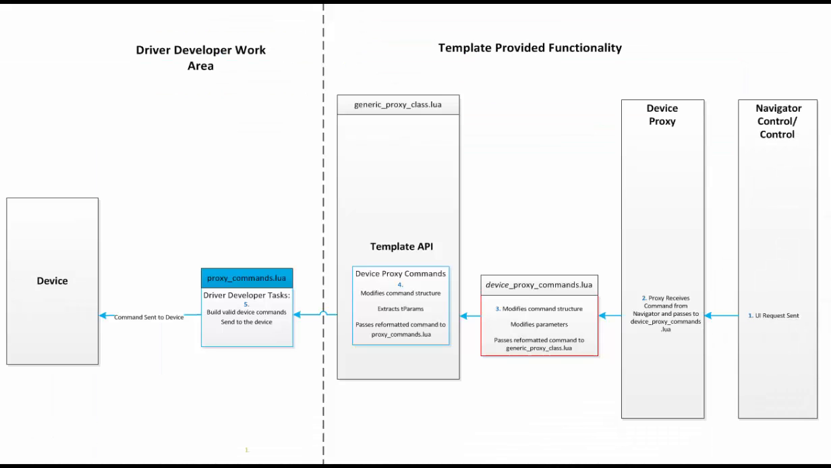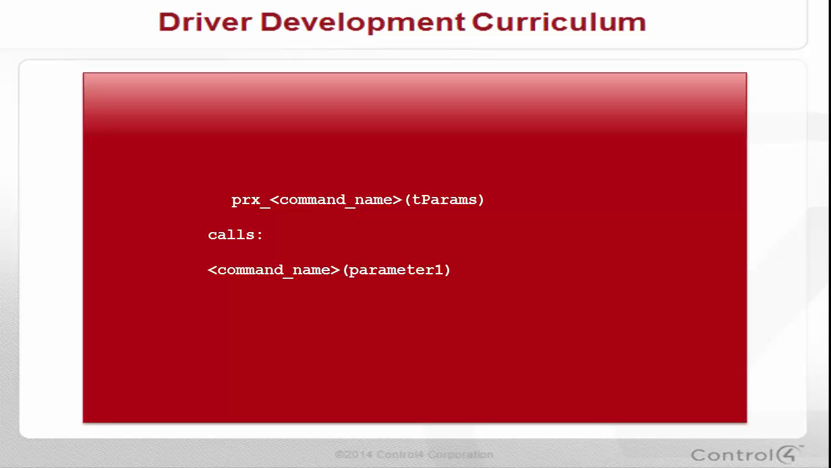At step 4, the device proxy commands Lua file then calls into the generic proxy class Lua file. This is another c4z template file that stores device-specific data within the driver template. It receives the modified command and extracts its t_params table into one or many individual parameter elements for the driver developer. In doing so, it also modifies the format of the command further. For example, PRX_command name t_params calls command name parameter 1.